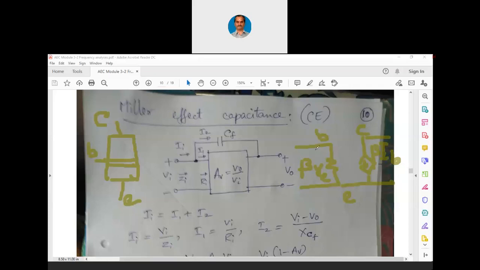So in this RE model, or even in the hybrid model, we did not think of connecting base and collector together. We isolated the input side and output side fully with reference to emitter. But in the high frequency analysis, this will not work out this way.